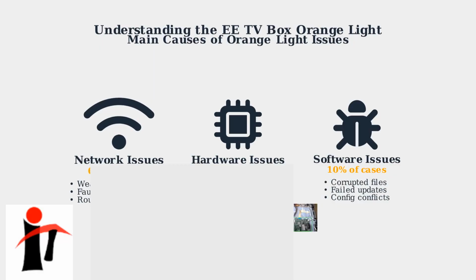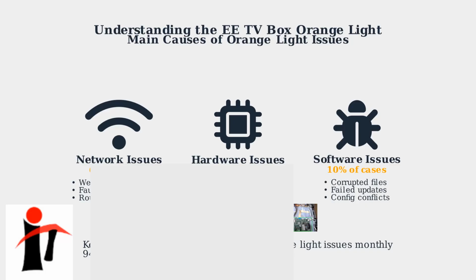Understanding these patterns and causes helps you identify whether you're dealing with a simple connectivity issue that you can fix yourself or a more serious hardware problem that may require professional support. Recent statistics show that only 2.3% of EETV boxes experience orange light issues each month, and 94% of these issues are resolved within 24 hours.